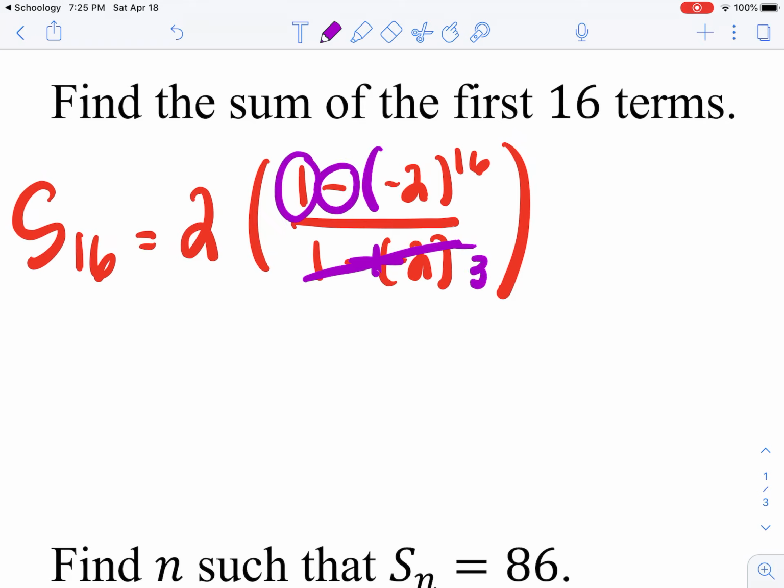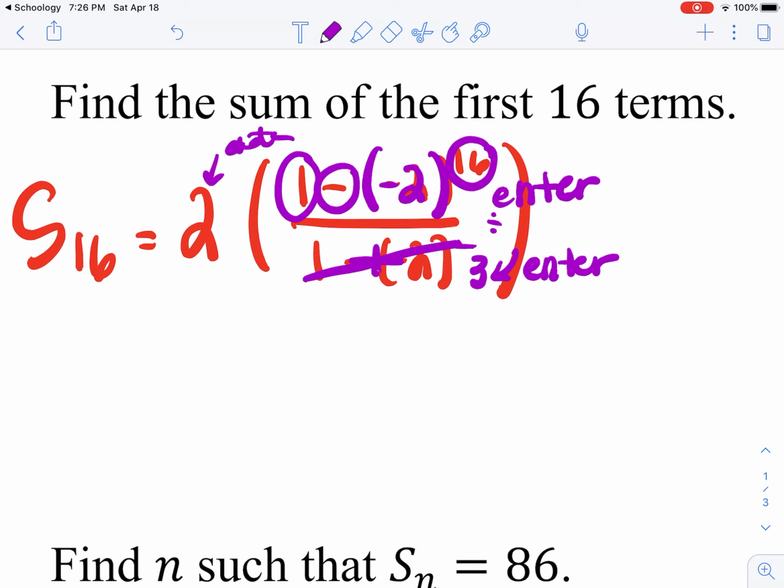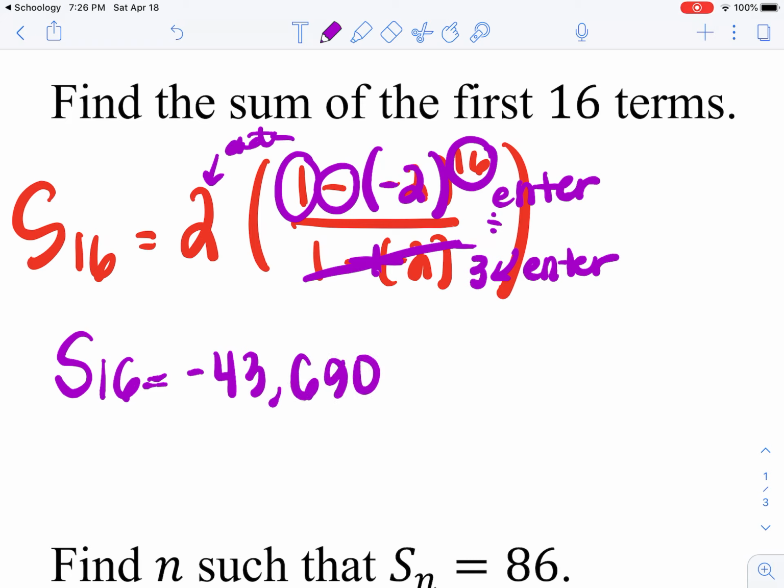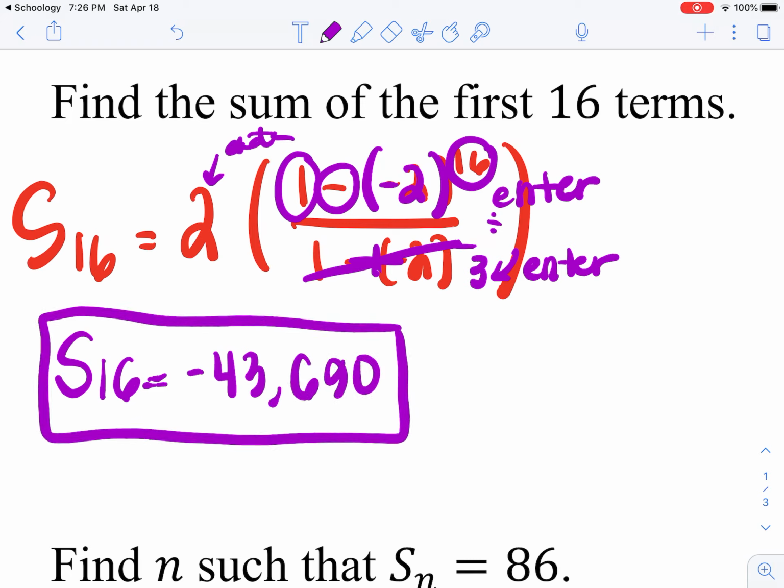1 minus parentheses, negative 2, close the parentheses, to the 16th power, enter. Divided by 3, enter. Times 2, enter. And you get the sum of the first 16 terms is negative 43,690. Okay, so you might say, I have this, but I just got the wrong answer in my calculator, so make sure you're listening to how you type it in your calculator.